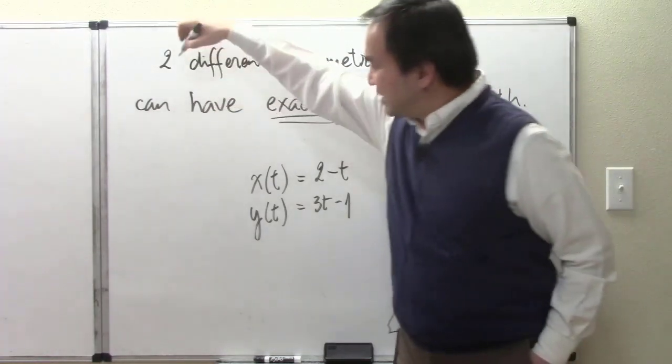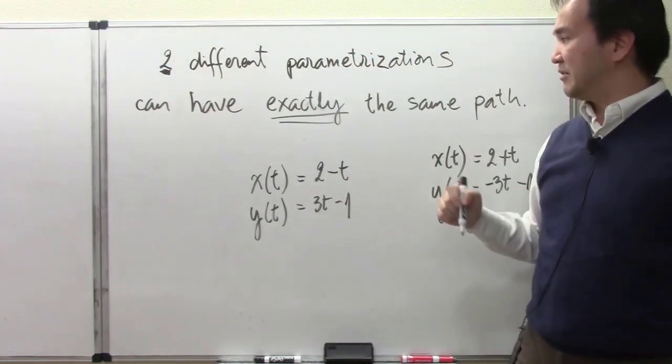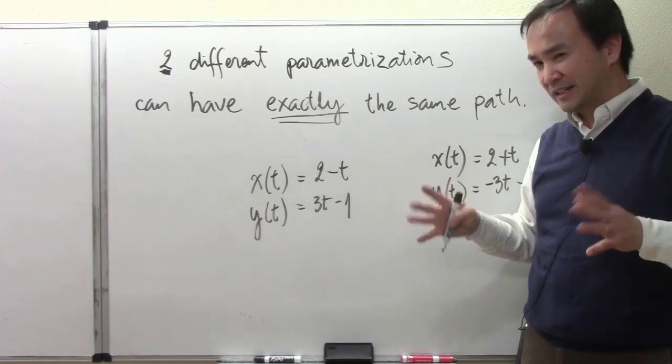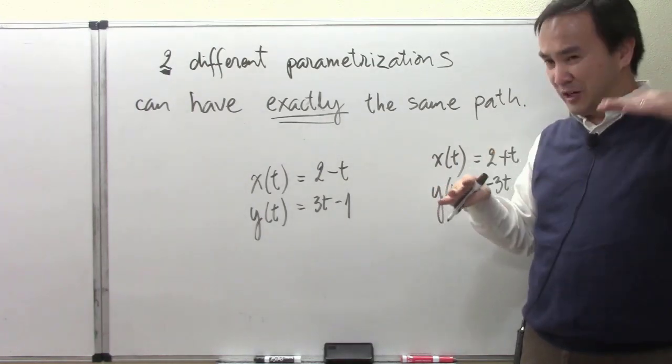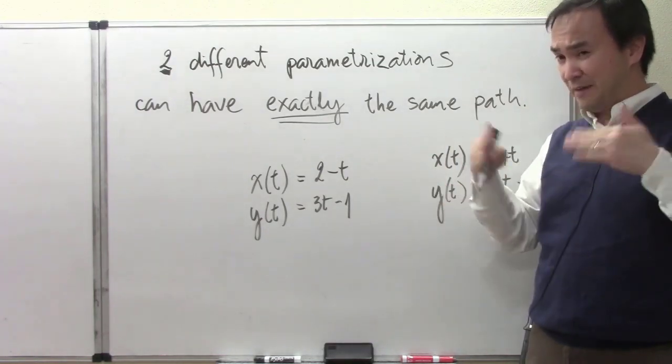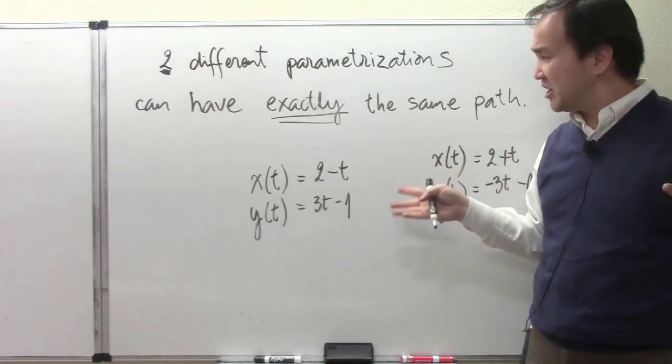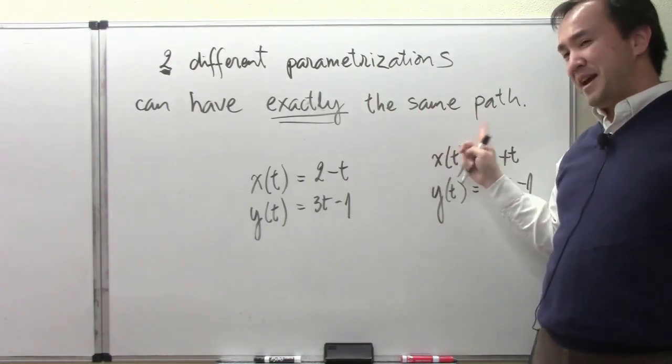And so now when I'm saying two different parameterizations can have exactly the same path, it opens a door that there could be the same path, but we can have even more than two. We can have multiple different parameterizations to generate the same path here.